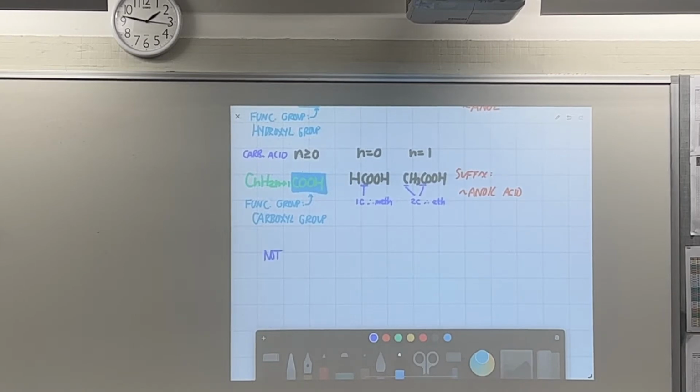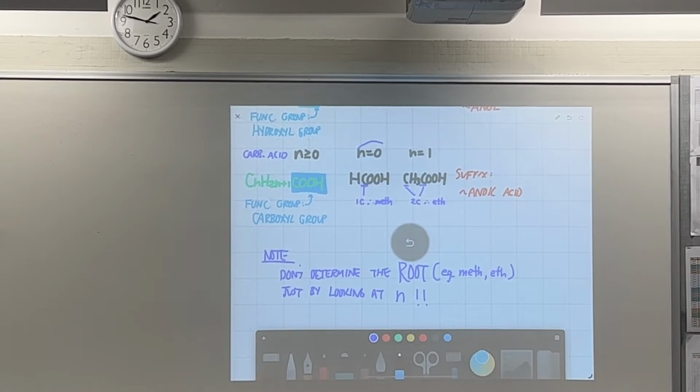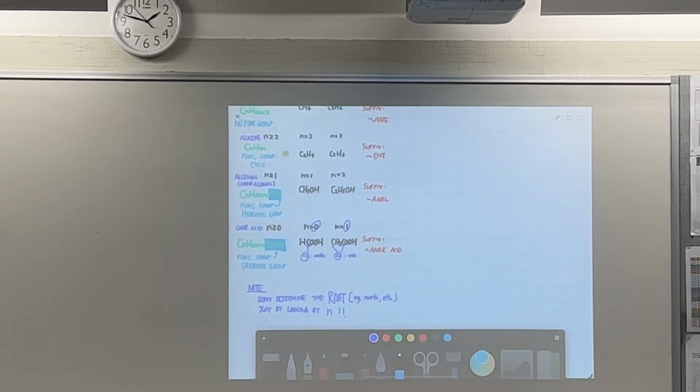So we write that down. Don't determine the root just by looking at n. The root meaning something like meth, eth, or but, etc. Just by looking at n, as it may be misleading for certain chemicals, for example, carboxylic acid. You see here these numbers don't match. Just look at 0 and 1, they are not the same number, you see, okay? So if you wrongly assume that n must be equal to the number of carbons, you're wrong.